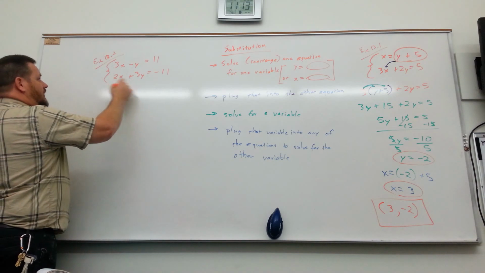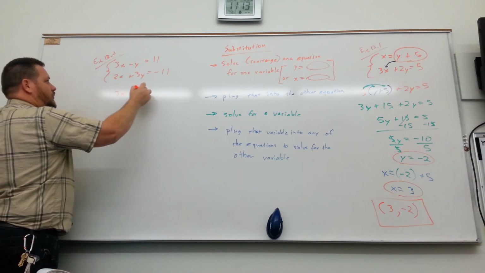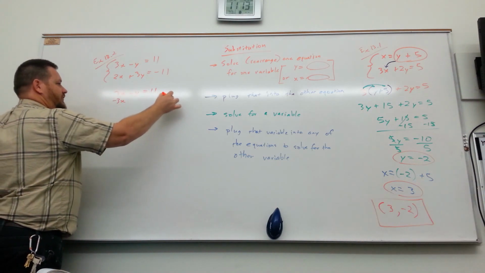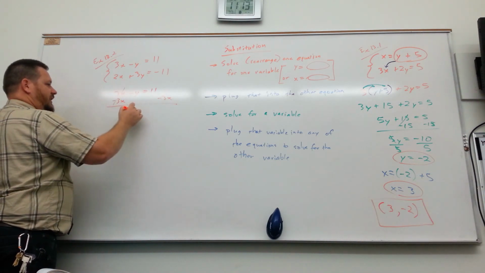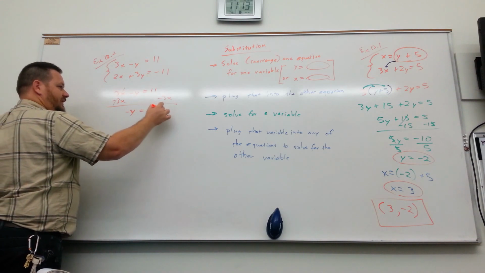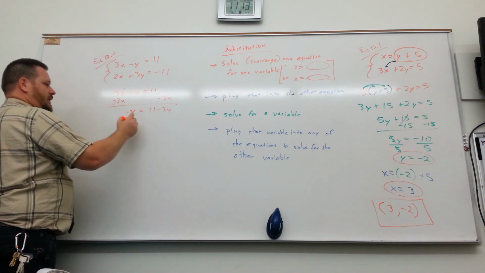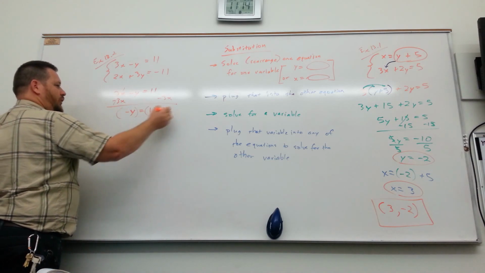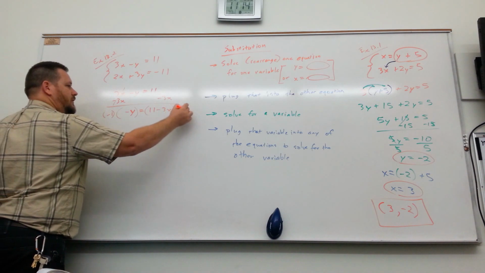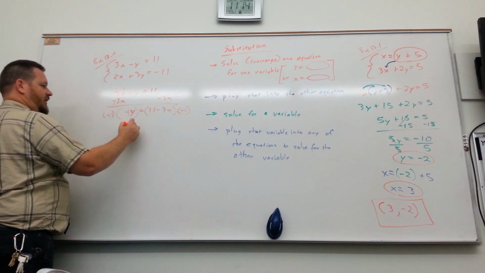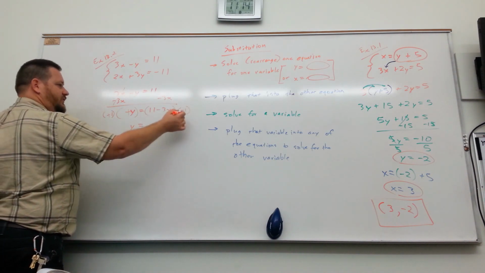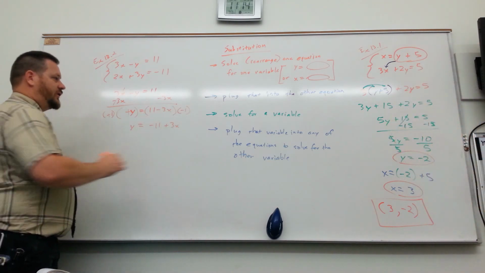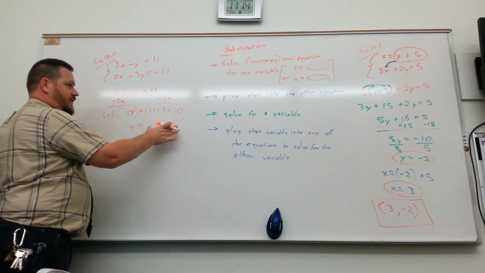All right, so I've got 3x minus y equals 11. So we'll put the 3x on the other side. We have negative y equals 11 minus 3x. And then I've got to deal with this negative. So if I just multiply both sides of the equation by negative 1, negative times a negative is a positive, and then I've got just y equals negative, distribute that negative, negative 11 plus 3x. So now I know that y equals this.